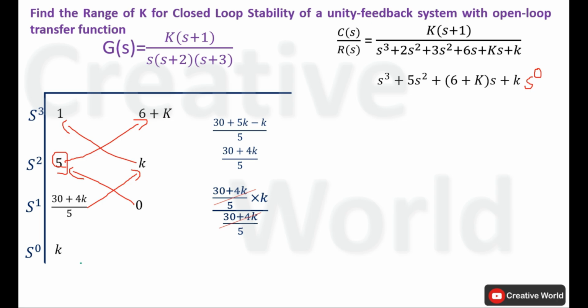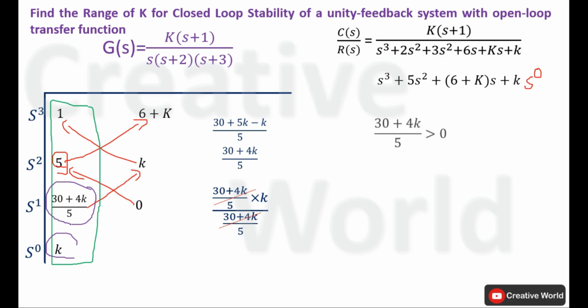Now, in order to make the system stable, the first column of the Routh array should always be positive, or there should be no sign change. From this statement we can say that this k and this value 30 plus 4k divided by 5 should be greater than 0. So with the help of this statement we can calculate the values of k. 30 plus 4k divided by 5 should be greater than 0. This 5 will multiply with 0 and it will become 0. Only the value will be left: 30 plus 4k should be greater than 0.